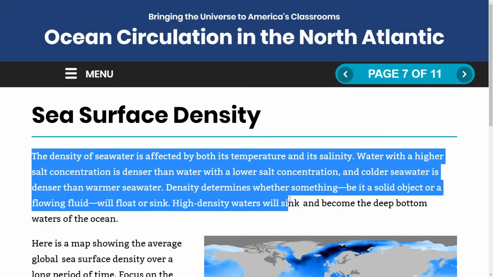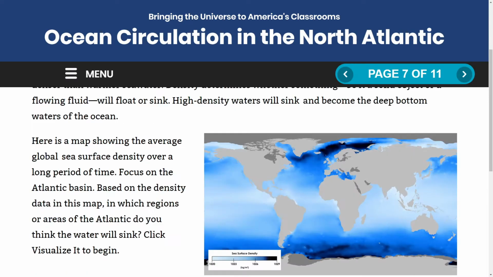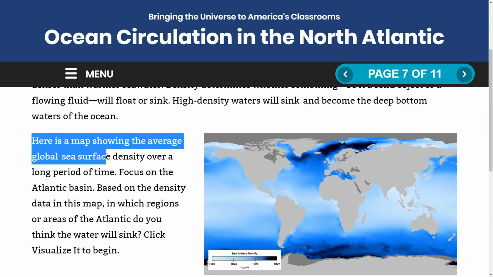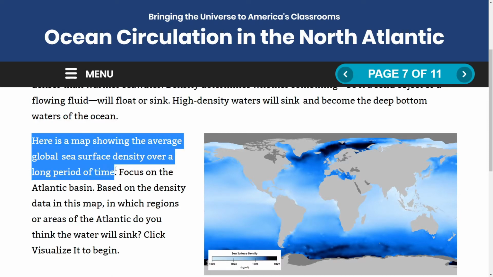High density waters will sink and become the deep bottoms of the ocean. Here is a map showing the average global sea surface density over a long period of time. Focus on the Atlantic basin.